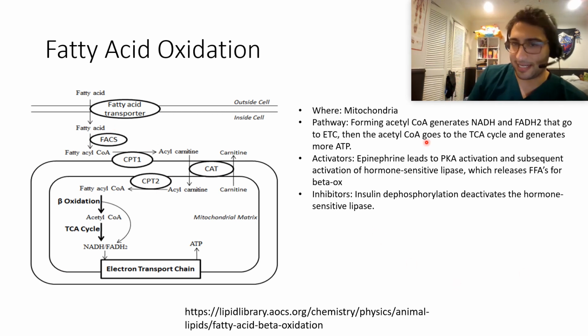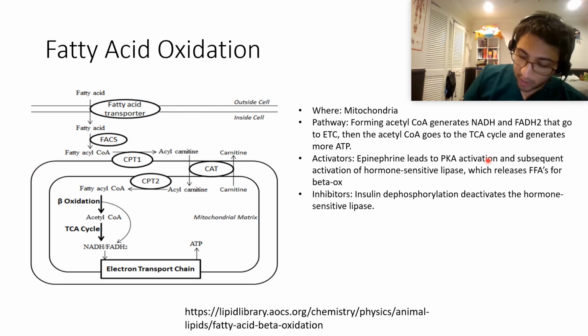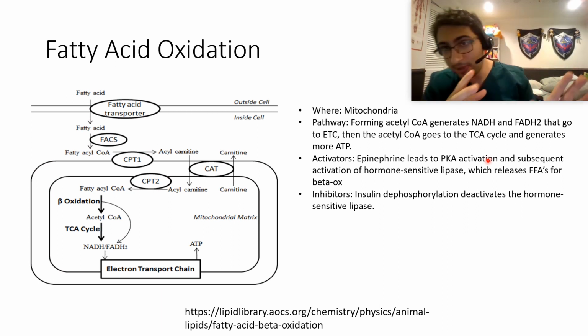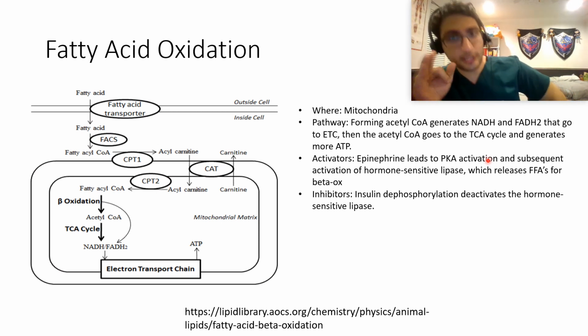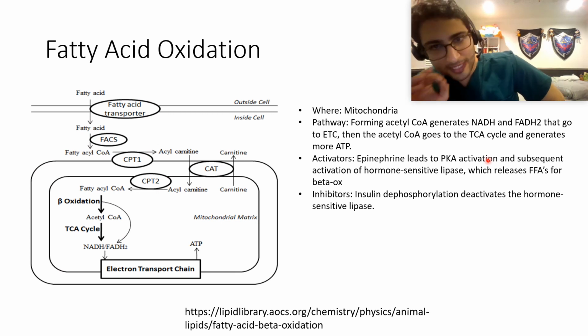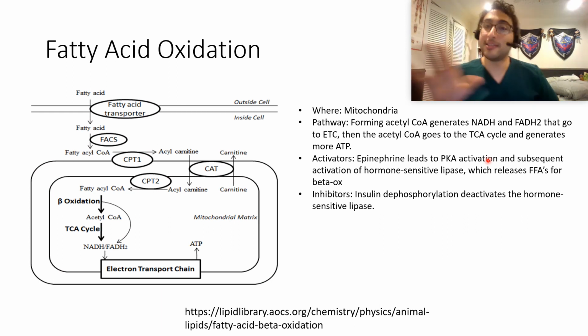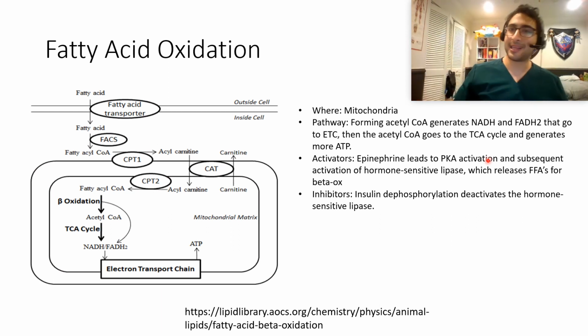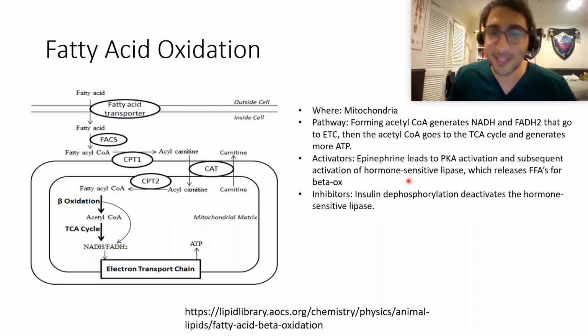And again, we're going to activators. We talked about glucagon, we talked about epinephrine. It's going to be protein kinase A activation. Remember, epinephrine and glucagon use Gs, and you can go back and review the lecture if you don't remember. They stimulate G stimulatory G protein coupled receptors, which activate adenylyl cyclase, which increases cyclic AMP, which leads to the activation of protein kinase A. And protein kinase A activates a nice juicy boy called hormone sensitive lipase.